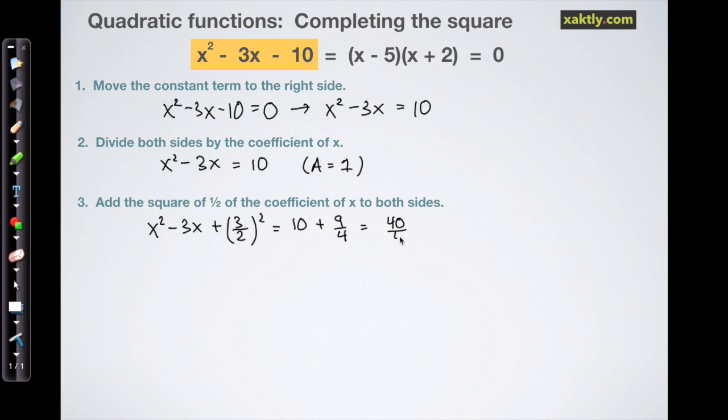And while I'm over here, I'm going to go ahead and write that 10 as 40/4 and add it to the 9/4 to get 49/4. And of course all I've done here is just get a common denominator and add two fractions like we do all the time.